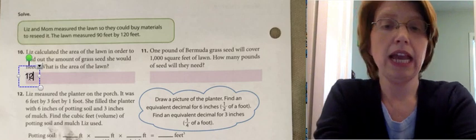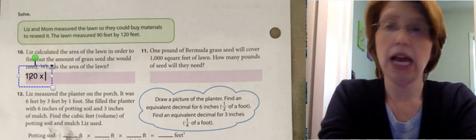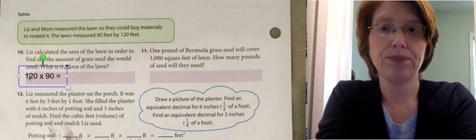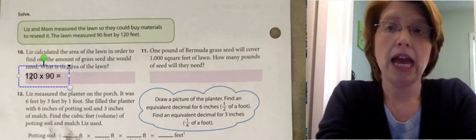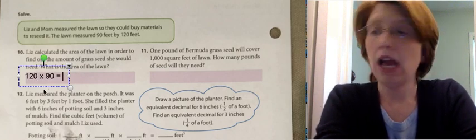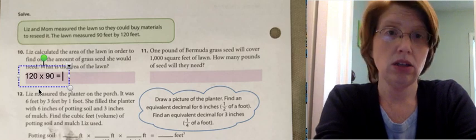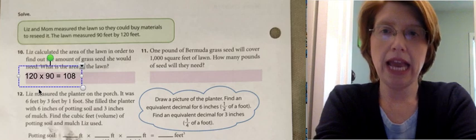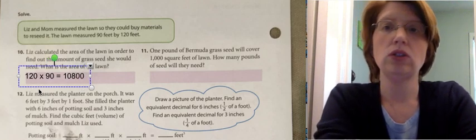So to find the area, we are going to multiply 120 times 90. And to do that, I know that I would have 2 zeros on the end of 12 times 9. So 12 times 9 is 108, and then I would add 2 zeros to the back of that.